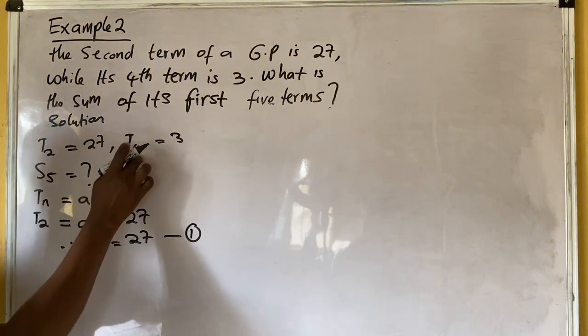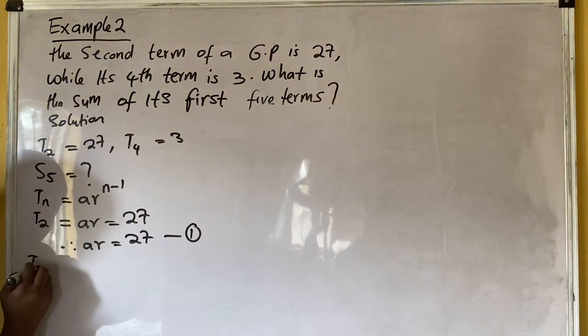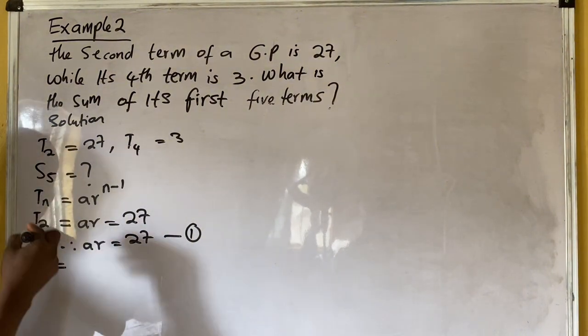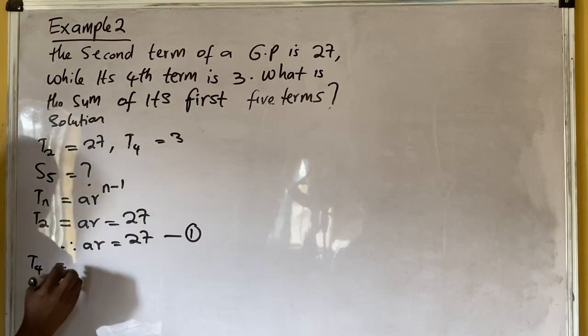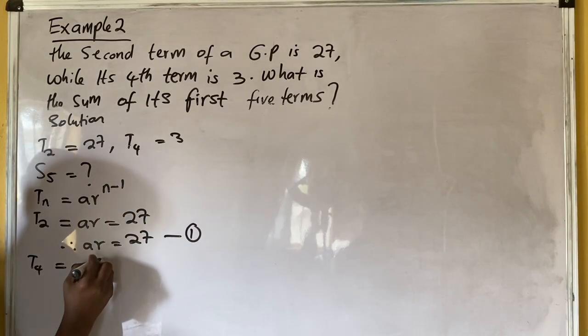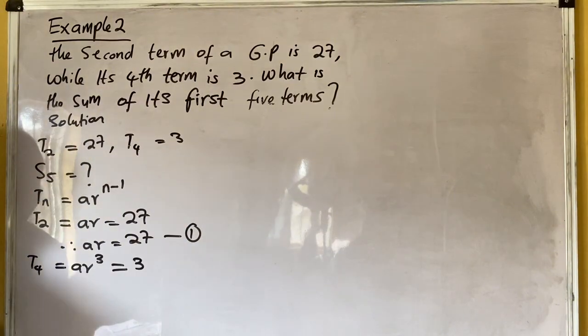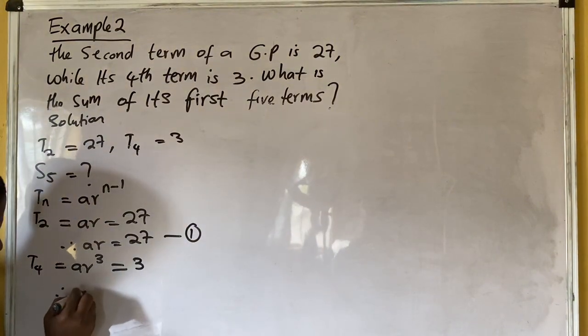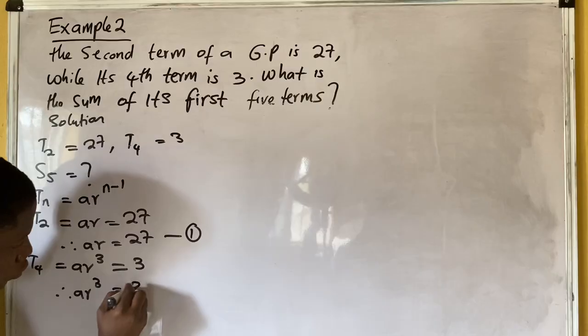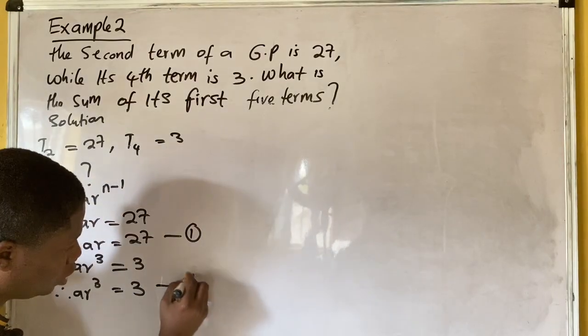And we are also given T4. So our T4 is equal to AR raised to the power of 4 minus 1, which is AR raised to the power of 3. And we are given T4 as 3. Therefore, AR raised to the power of 3 is equal to 3. This is equation 2.